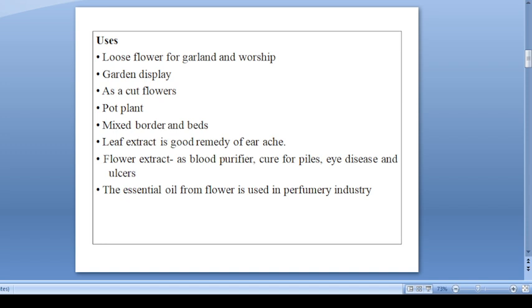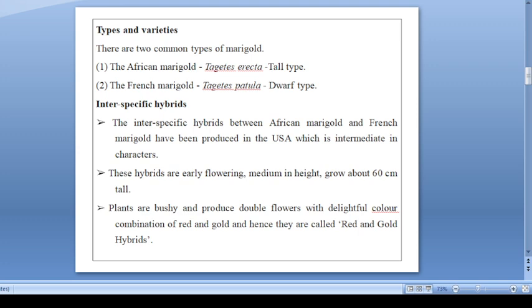The marigold leaf has value in curing some small problems like earache. Leaf extract can be used to cure the earache problem. The flower extract has blood purifying ability. It can also cure piles-related problems and ulcers. Apart from that, we can also use it in the essential oil industry. Apart from the extensive use as a loose flower, these are the other uses.